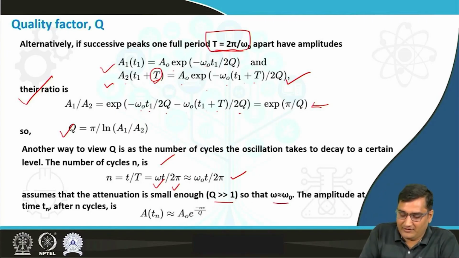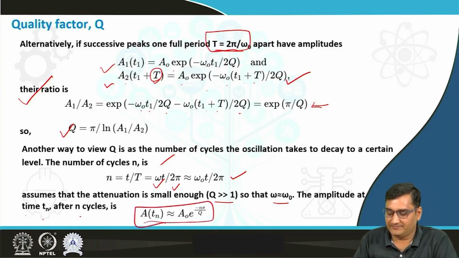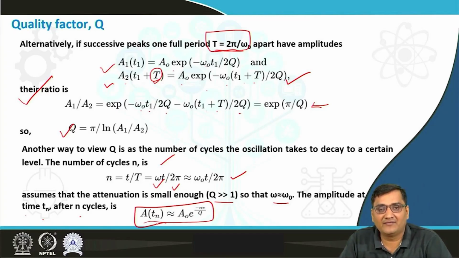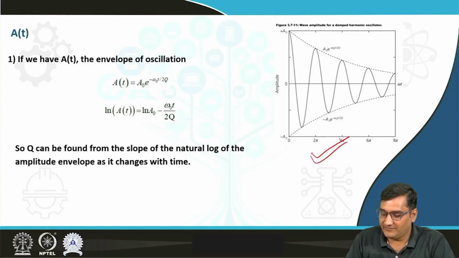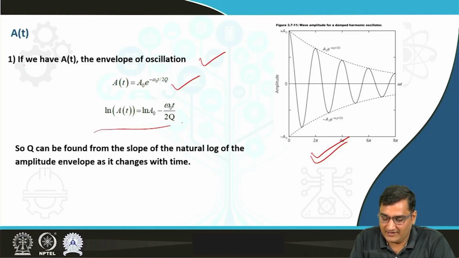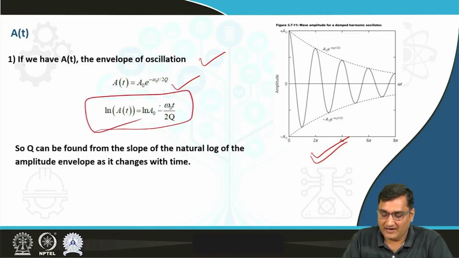The amplitude at time tn after n cycles can be written like this: A(tn) after n number of cycles is equal to A naught e to the power minus n pi by Q, and this will have the kind of graph that we have seen already. So the envelope of the oscillation can be written like this, and if we take ln of both sides, then we can find the value of Q by taking the slope of the natural log of the amplitude envelope as it changes with time.